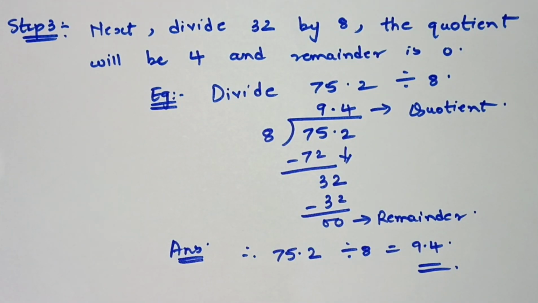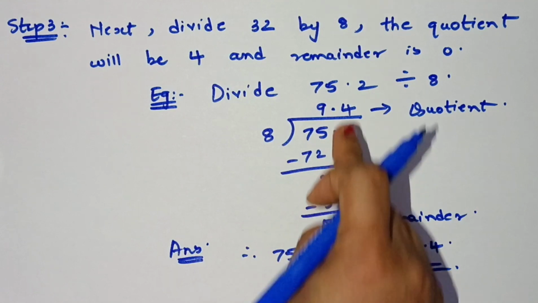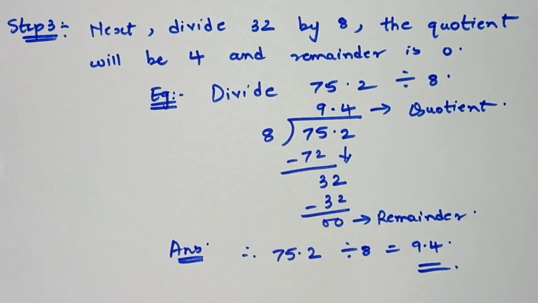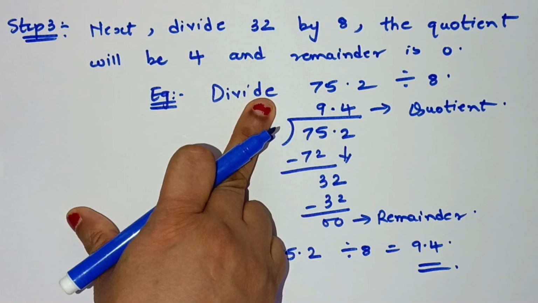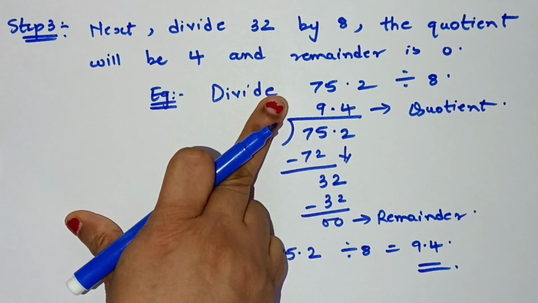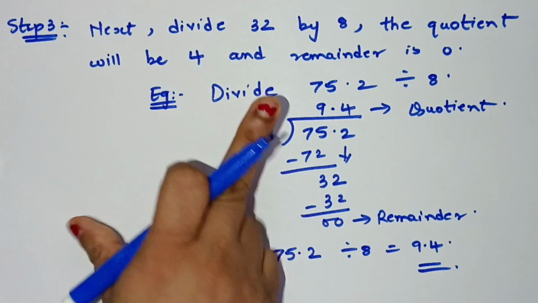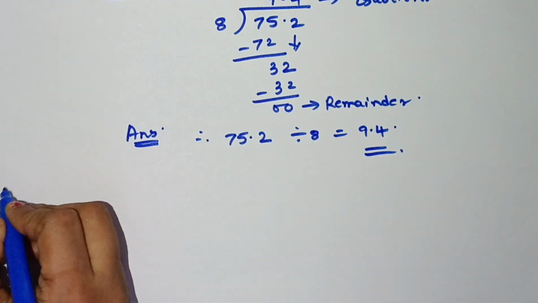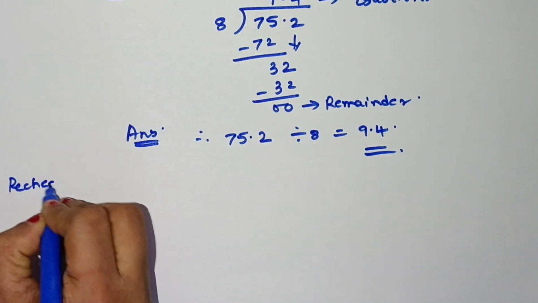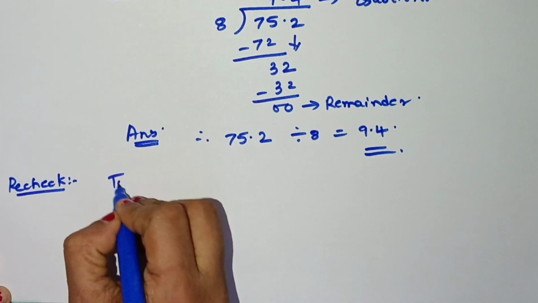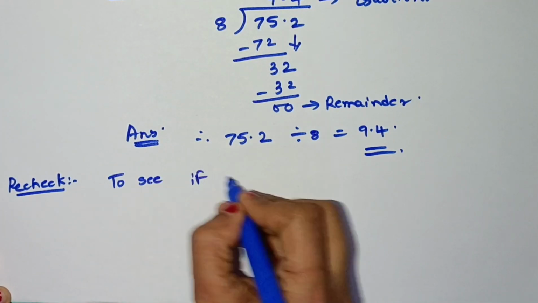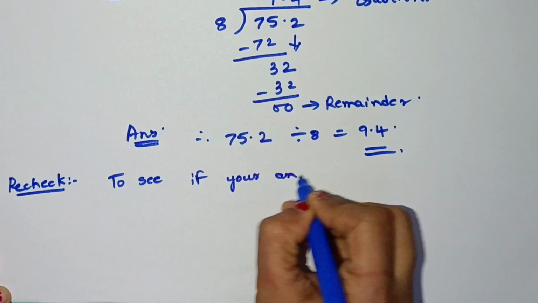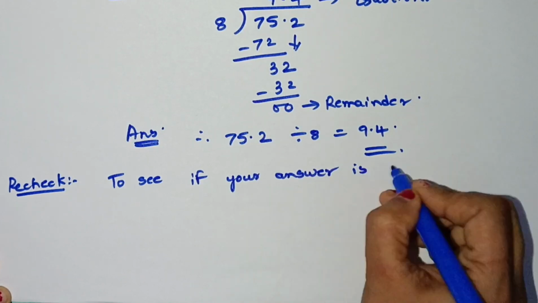You have to divide and bring down the other digit in the sequence. Now divide until you get the final remainder. So the decimal in the quotient is placed according to what? The decimal in the quotient is placed according to the decimal in the dividend. Now if you want, you can recheck your answer, correct? Let's see how to recheck, to see if your answer is correct.